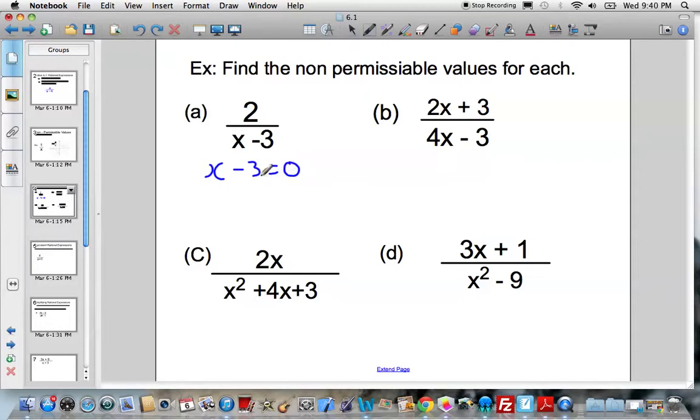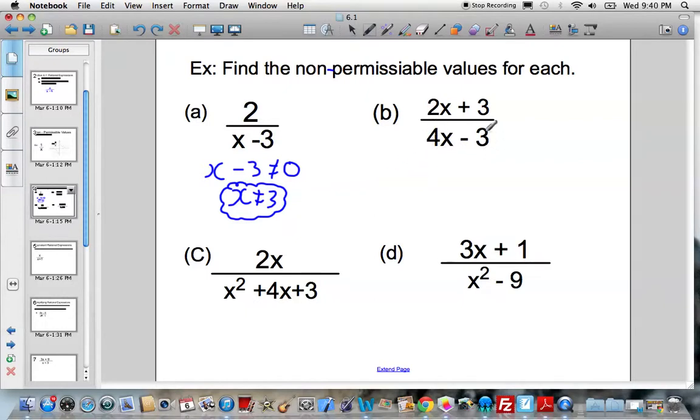So we've done that. Now we have a little equation. Actually, x minus 3 cannot equal 0. That's where the non-permissible value is going to come from. This thing cannot equal 0. If we solve this guy, we have x cannot equal 3. We cannot have that value of x equals 3. So x equals 3 is a non-permissible value.